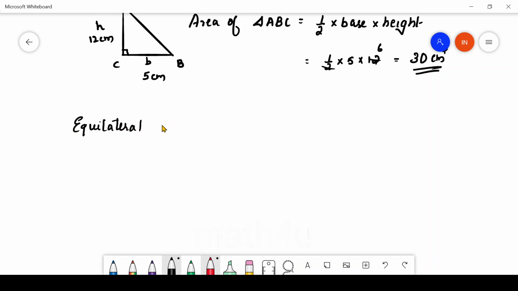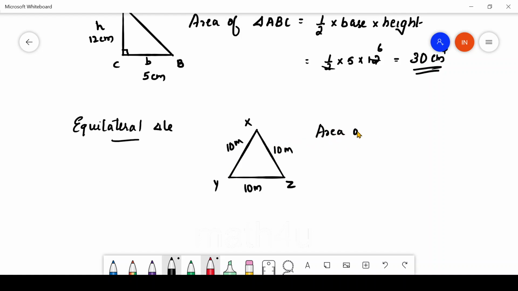Equilateral triangle. I'm going to draw an equilateral triangle here. Let this equilateral triangle be XYZ, and let each side be 10 centimeters, or we can take it as 10 meters each. Equilateral triangle means all the sides are equal. So how can you find the area of an equilateral triangle? The area of triangle XYZ is root 3 by 4 a square, where a is the side of the triangle.